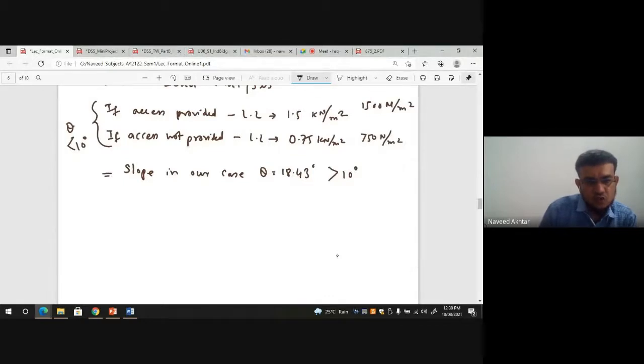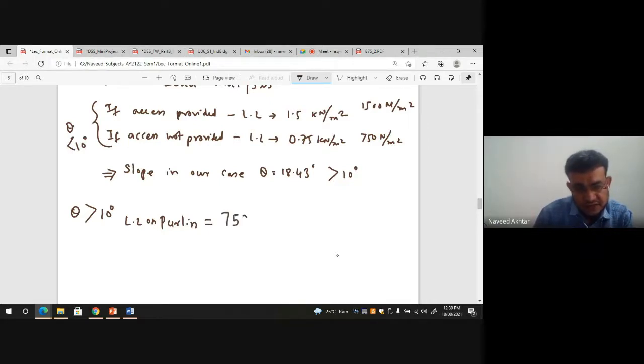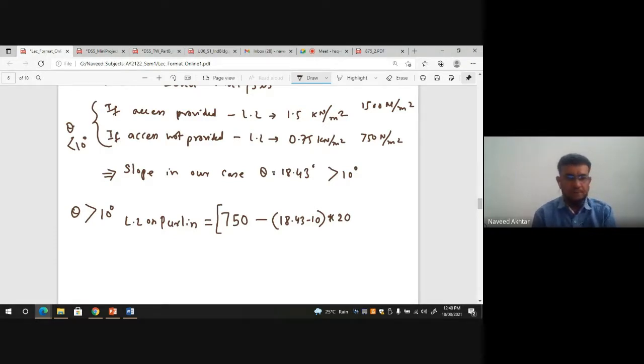In the second case, if theta is greater than 10 degrees, what will be the formula? The live load on purlin is given as 750 minus (18.43 minus 10) into 20. So for every increase of slope of more than 10 degrees, how much to reduce? 20 Newton per meter square has to be reduced.